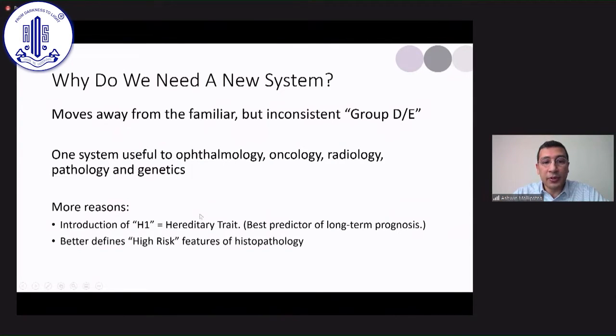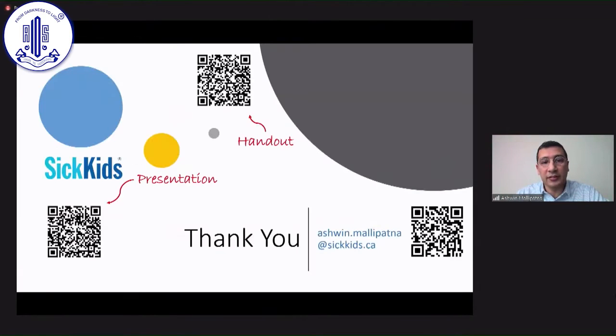And there are more reasons, such as the introduction of H1, which is very useful, and better defining what we would consider high risk, because it's not binary anymore, and there's actually a spectrum to this according to the staging system. So for anyone who's interested, there's a handout and they can download the presentation as well. With this, I thank everyone and I would like to stop for questions.